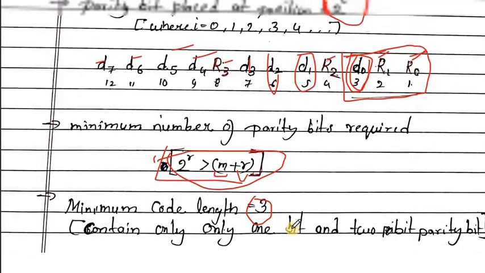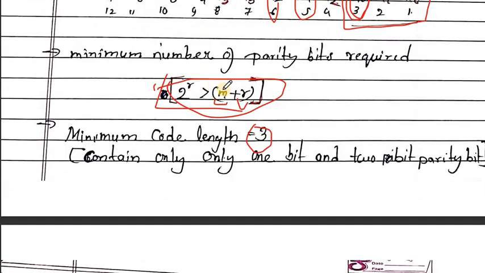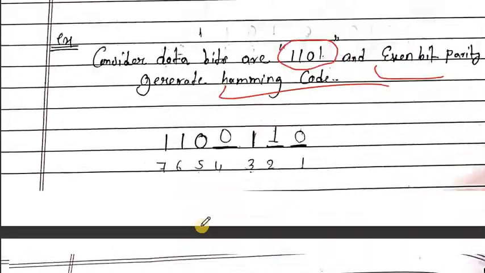There are 4 message bits. If we place 3 here, then 4 plus 3 is equal to 7, which is greater than or equal to 2 to the power 3, which is 8. So the condition is true. So there are 3 parity bits. 3 parity bits are required.